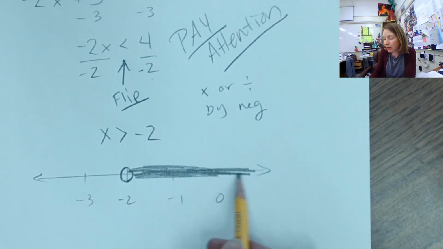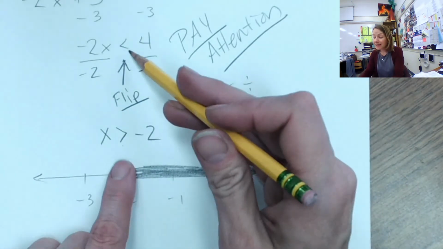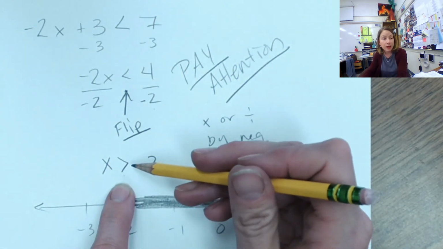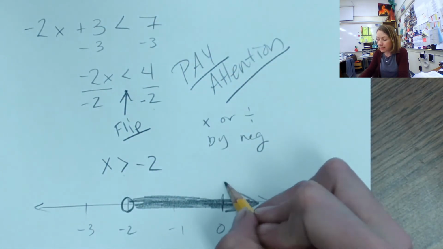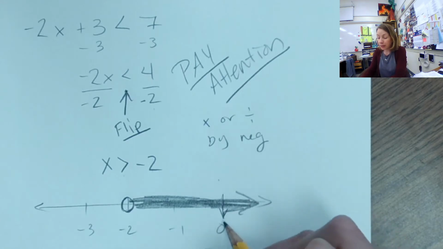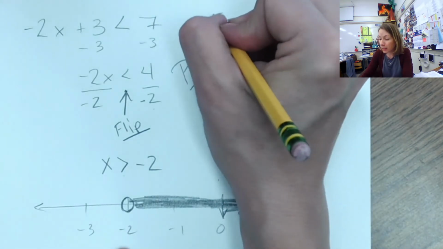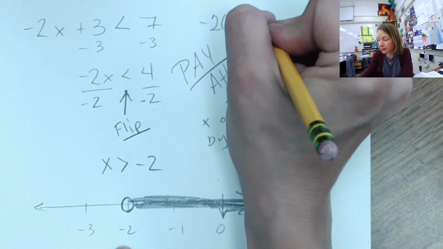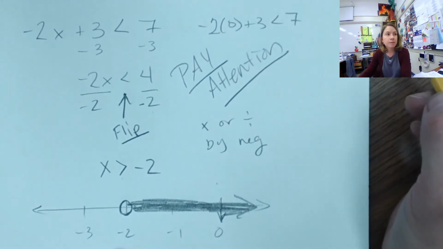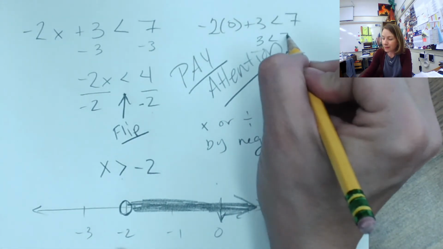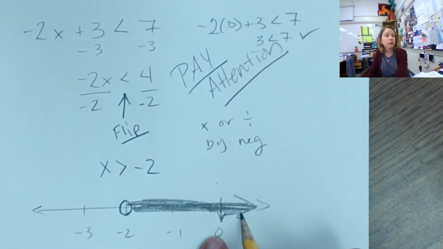Okay, now let's just double check and make sure that this works, right? Because I did this weird flip thing, so I want to make sure that it works. So let's say I plug in 0, right? 0 is a number that is shaded, so it should make it true. Everything on this side of negative 2 should make my inequality true. So if I plug in negative 2 times 0 plus 3, is that less than 7? Well, is 3 less than 7? Yep, it works. Okay?